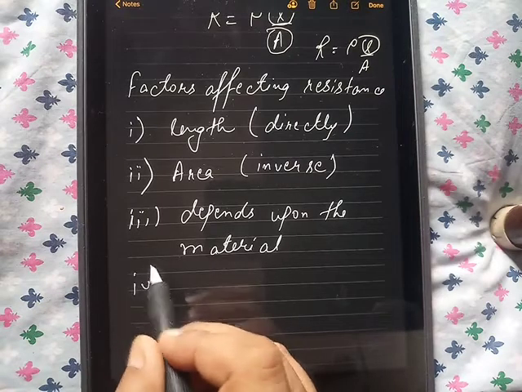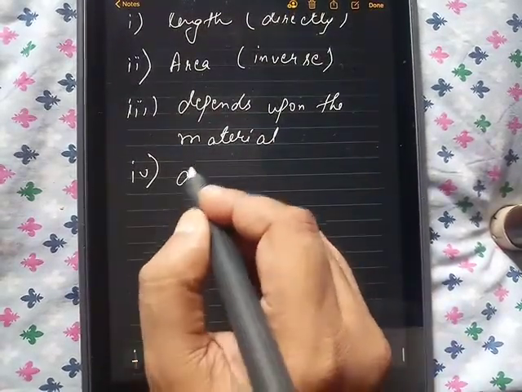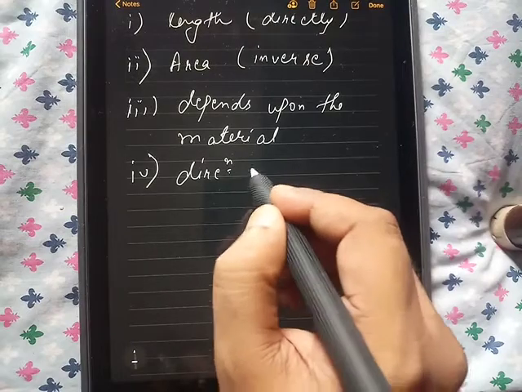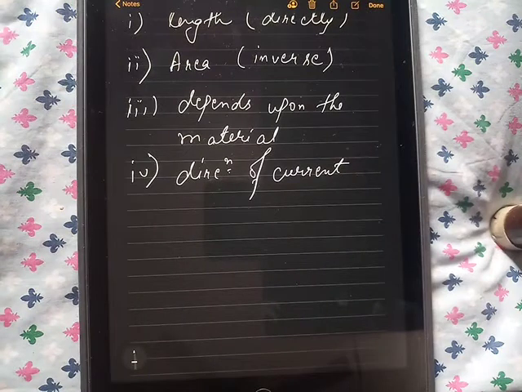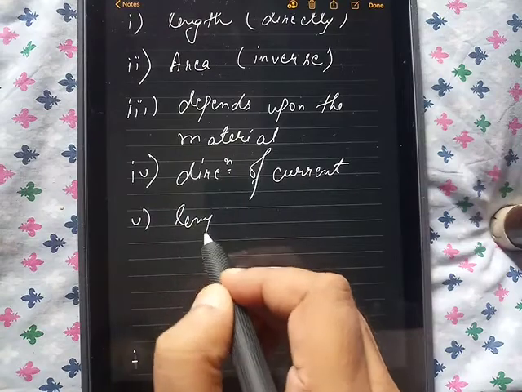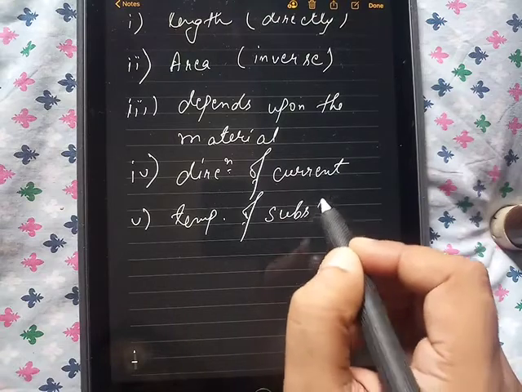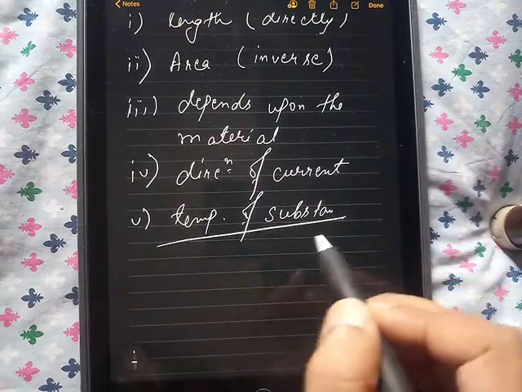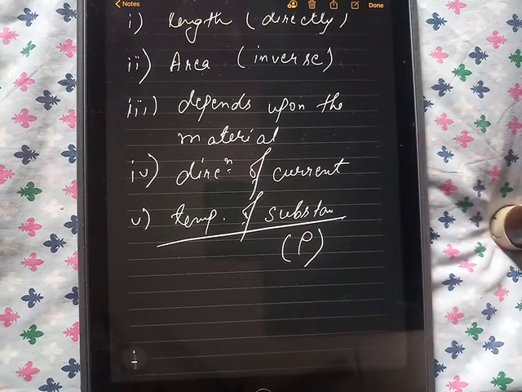Point number 4. Resistance also depends upon the direction of flow of current, as we have seen. This must be new to all. Direction of current also affects the resistance. Point number 5, temperature of the substance will also affect the resistance. Actually, temperature of the substance affects the resistivity, and consequently when resistivity changes, obviously resistance will change.